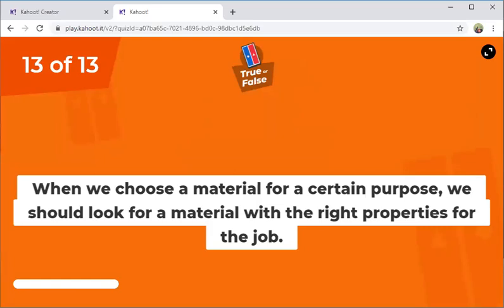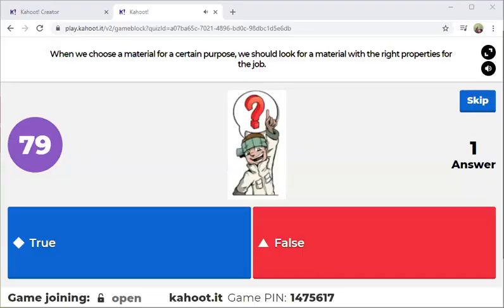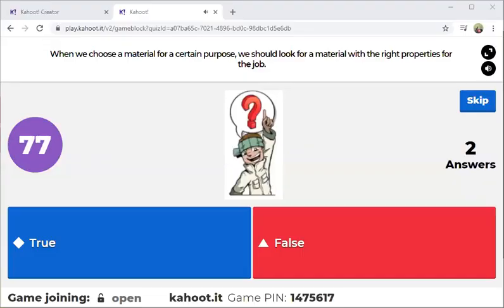Is it true or false? When we choose a material for a certain purpose, we should look for a material with the right properties for the job. Take your time, read the question carefully, and answer correctly.